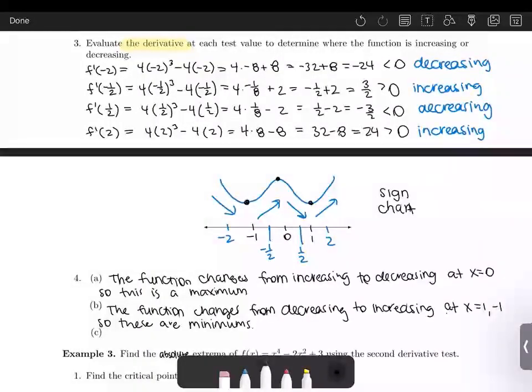So this is all we're going to do for this video, is talk about using the first derivative test. Next, you can find videos for using the second derivative test and finding relative extrema, where you found this one.